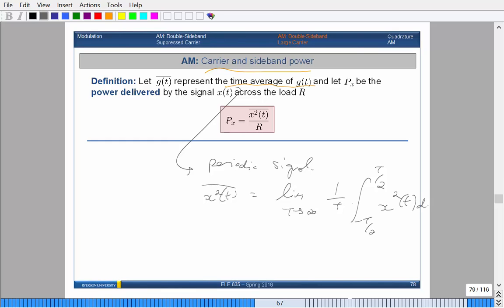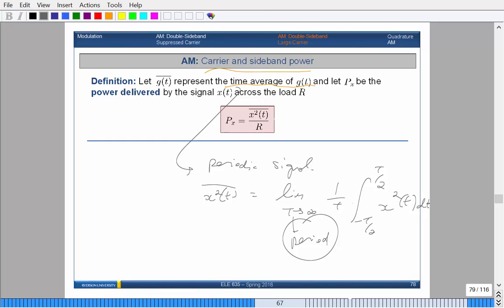g squared of t dt. Okay? Just want to double check if I got this right. I can never remember the formula. Let's see here. Sorry, just give me a moment. Yes. Okay, that's good. So this is what is defined as the time average. So it's 1 over T, assuming a periodic signal, so T would be the period, and then the integral from minus T over 2 to T over 2 of the square of the waveform. So this is the time average.